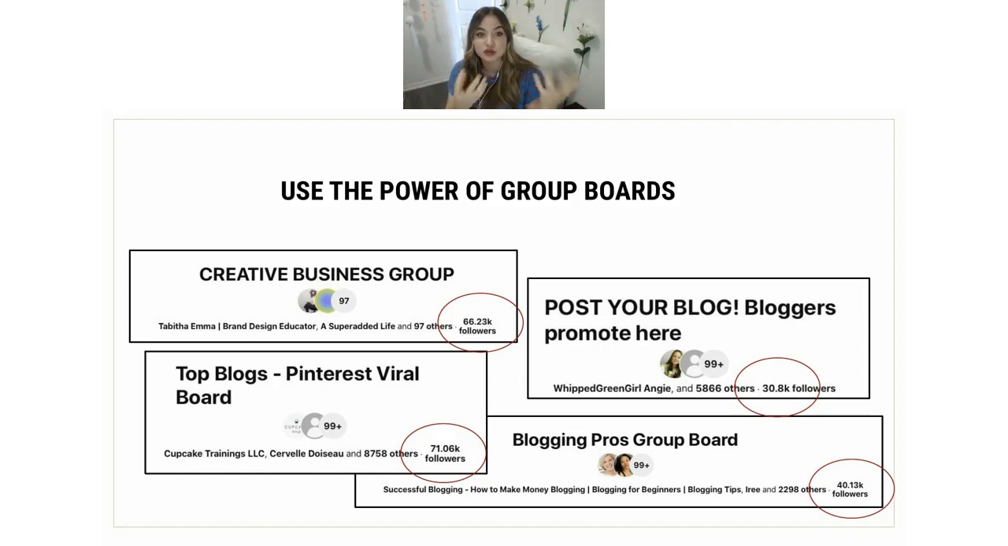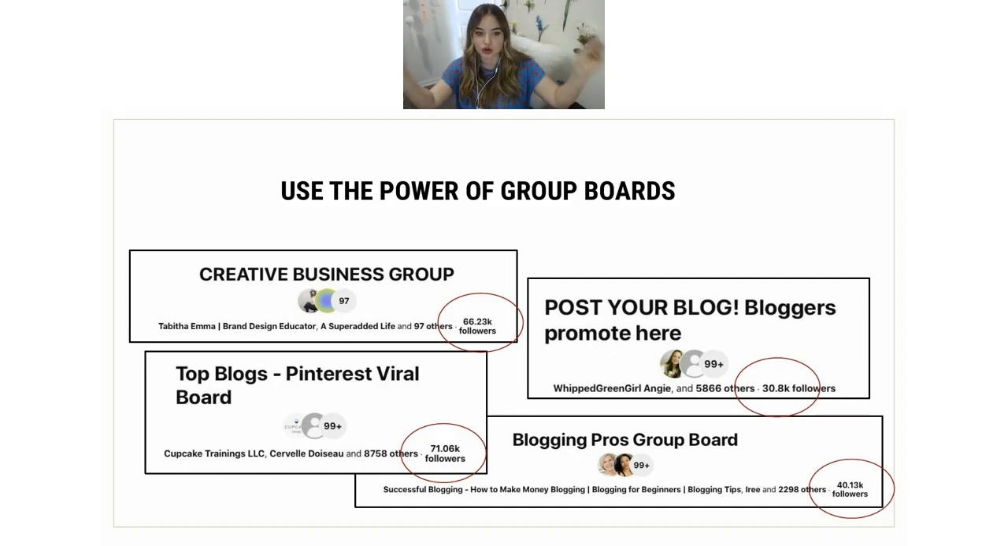Basically, these are groups where you can post your content. They are owned by someone else and they have their own set of followers. You can join these group boards. Anyone can join them. You want to find some that are in your audience and relate to the content that you talk about. Here are 4 that I recommend. I recommend starting with 4 group boards. So you're going to search for group boards, and I want you to start with 4.